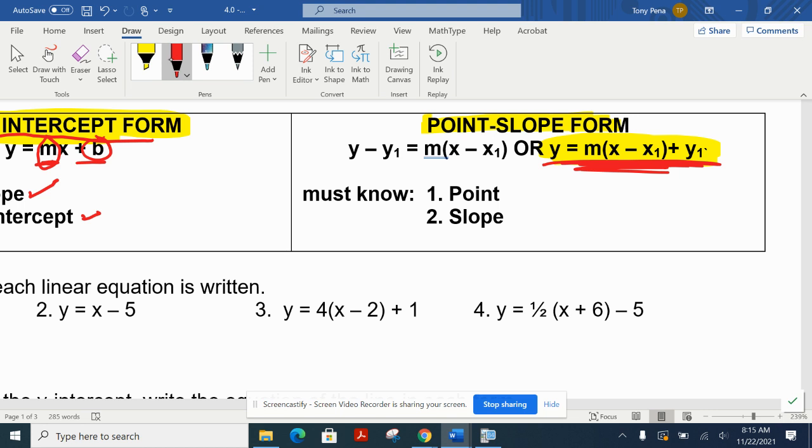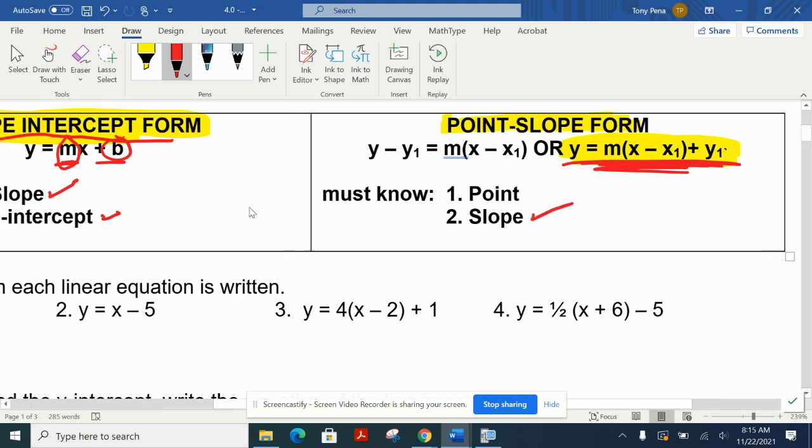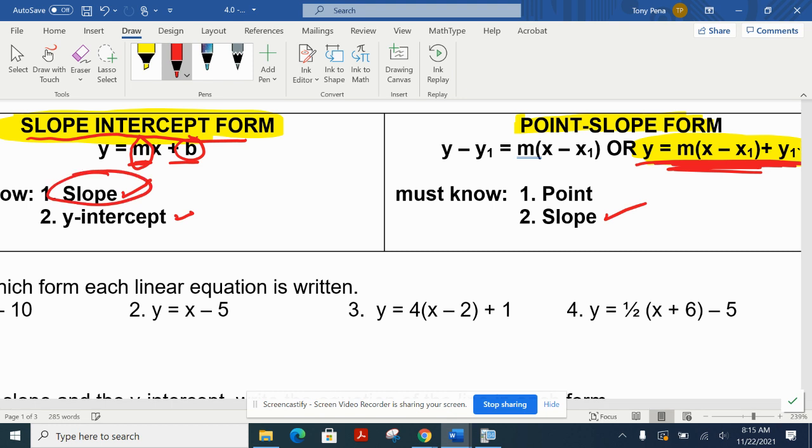What we need to do that, we still need our slope. So if you look at both of them, they require us to know our slope. In point slope form, we can use any point now. It doesn't have to specifically be the y-intercept. Any point that's on the line, we can use to put this in the point slope form. And when we do, it's going to look like that.